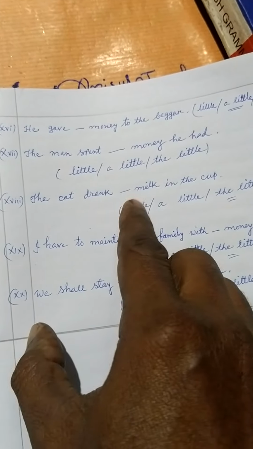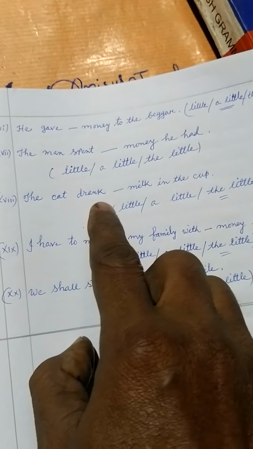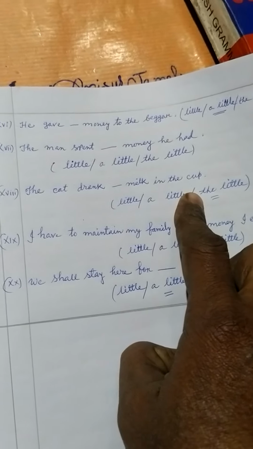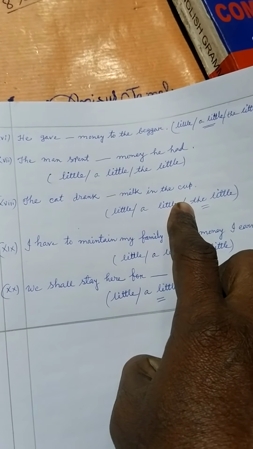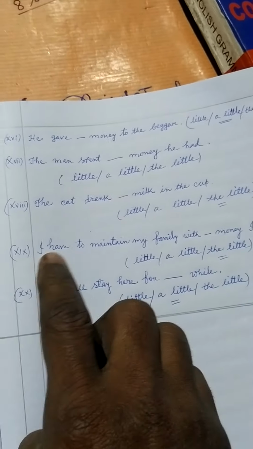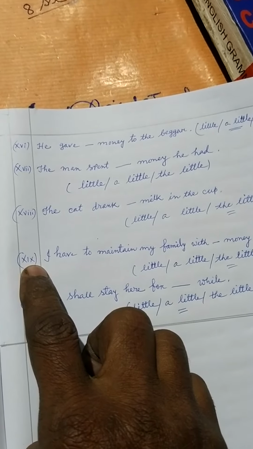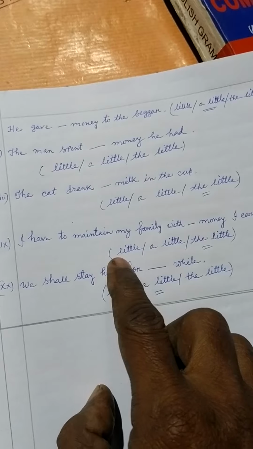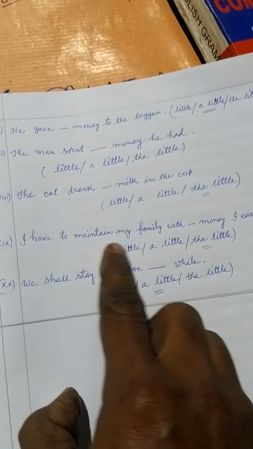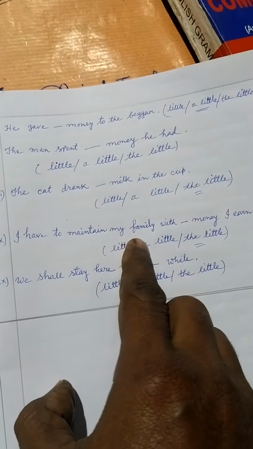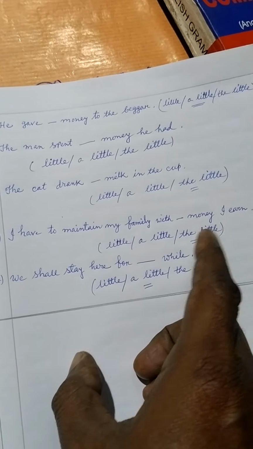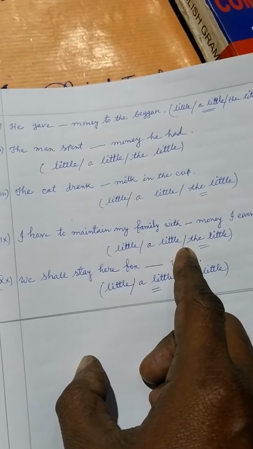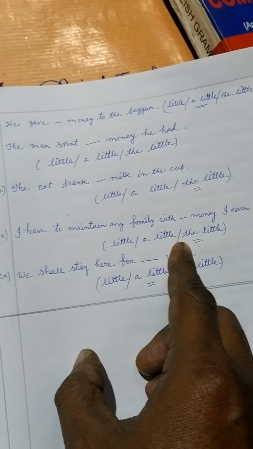The cat drank dash milk in the cup. The cat drank the little milk in the cup. Means the cat drank the milk which was in the cup. Next, number 19. I have to maintain my family with dash money I earn. I have to manage my family with the little money I earn, meaning the money which I earn. By that money I have to manage my family.